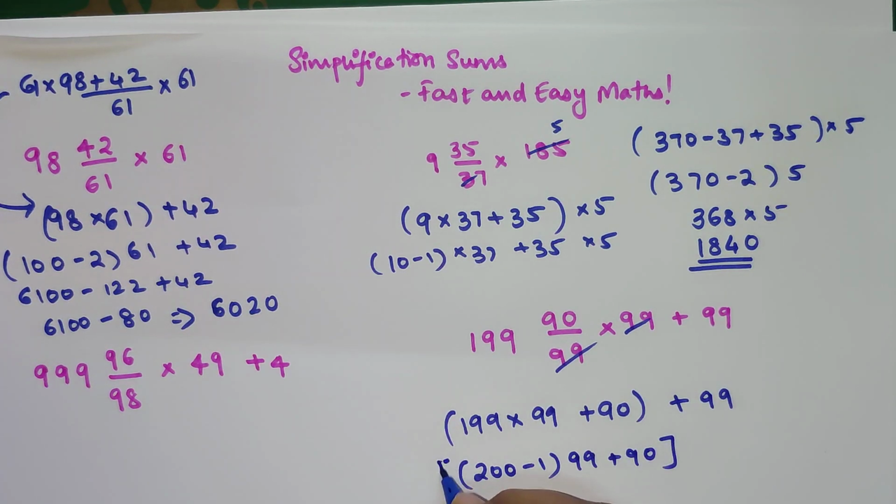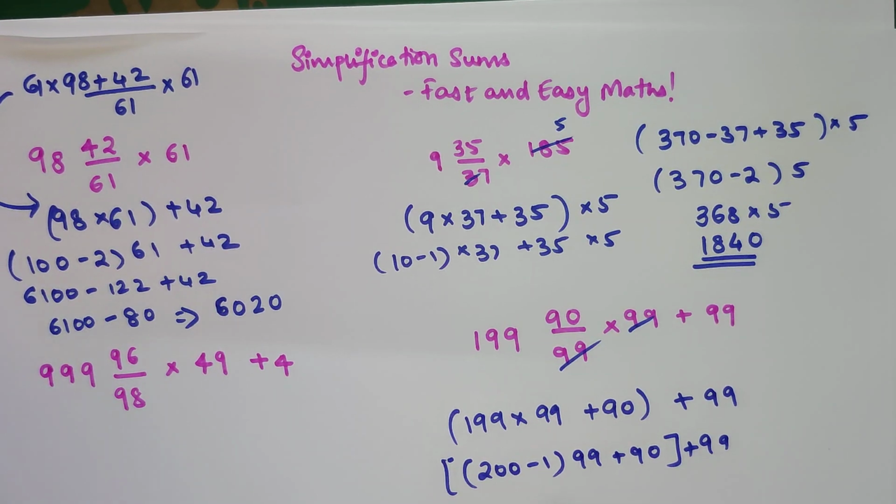Okay, and then we are adding 99. So now this can be written as 200 into 99. Okay, so what is that going to get you? It is 19800. Okay, minus 99 plus 90 plus 99.